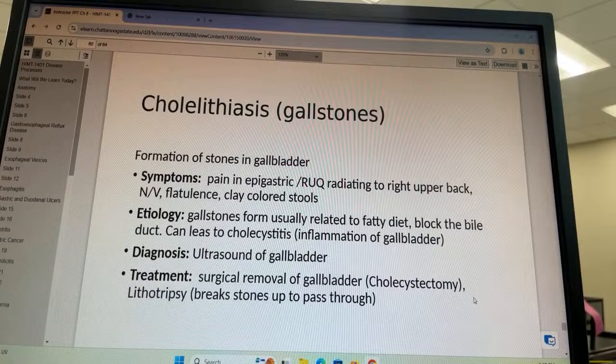Diagnosis usually is done with just an ultrasound. They can see the stones really well. They usually just remove the gallbladder. It's called a cholecystectomy because you can live without it just fine.